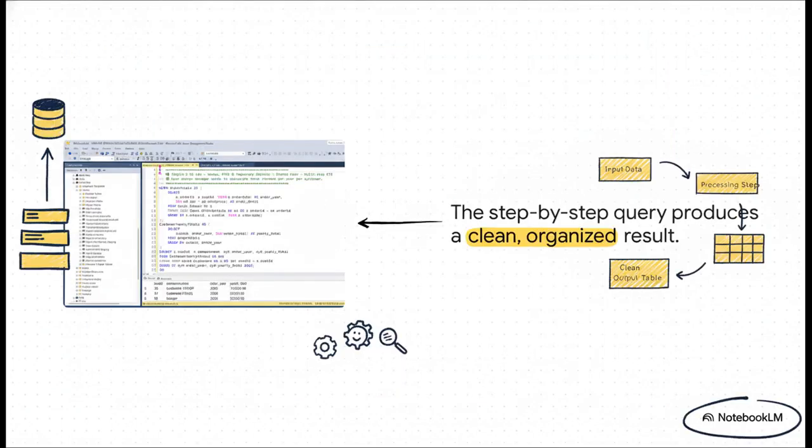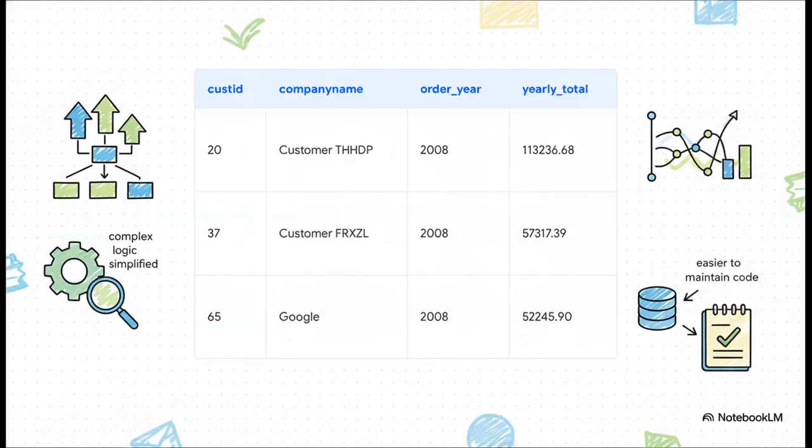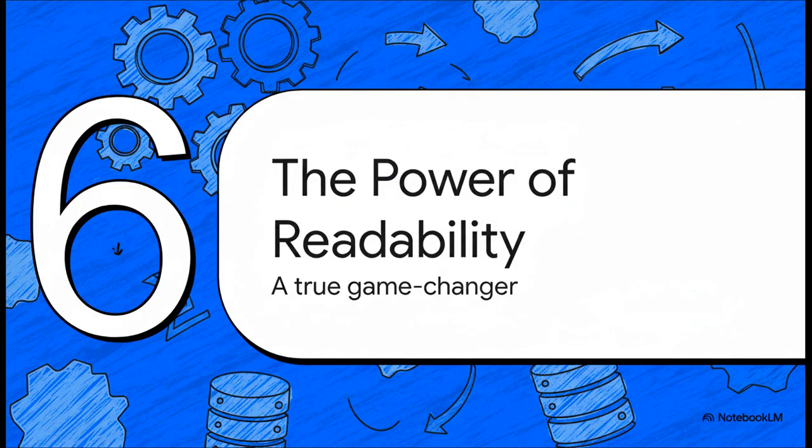And this right here really shows the payoff. That step-by-step process produces this perfectly clean, organized table that gives the manager exactly what they asked for. No more, no less. Let's take a closer look at that final output. We've got the customer ID, we've got the actual company name, the order year, and the total revenue for that year all laid out perfectly. Crystal clear.